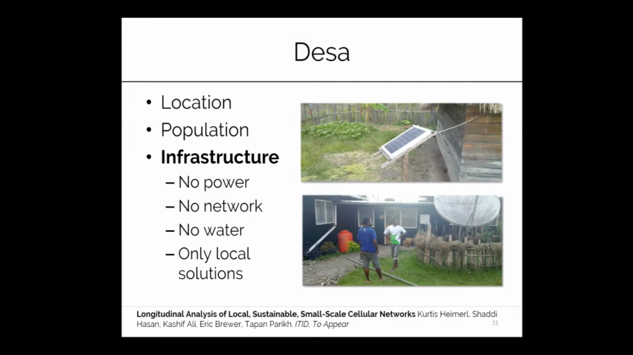And broadly, there's very little infrastructure in Deza, right? There's no power, like community power in this area. There's no community network, there's no cell, no internet, and there's no community water. What you see are these sort of one-off solutions.